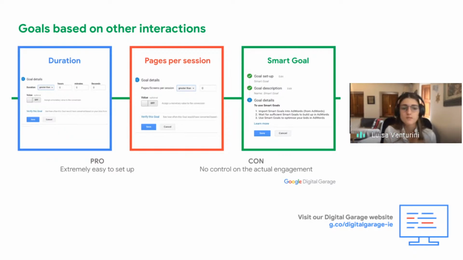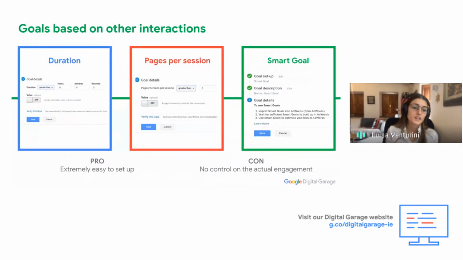The verify the goal, always there for you to understand, am I doing this correctly? Does that make sense with the amount of traffic I had in the previous week? And then the smart goal, which I was saying, it's kind of like an aggregate of the most engaged sessions that have happened on your webpage in the last 30 days.